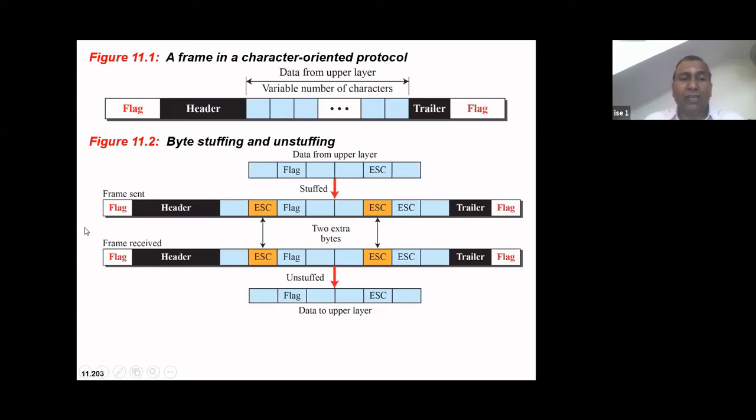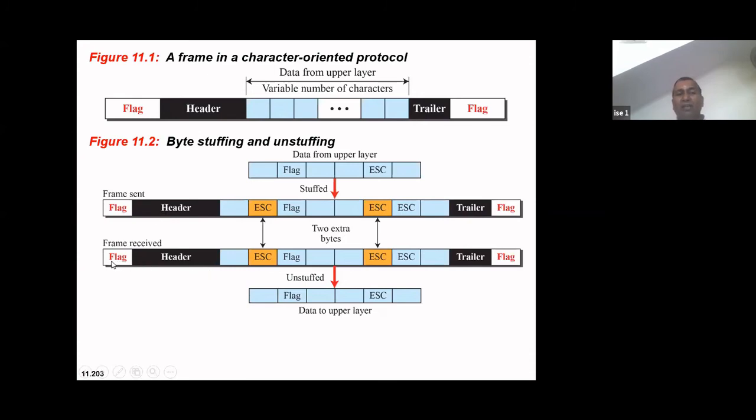Now, this was the frame which was sent by the sender. To indicate that this flag was part of the data part of the frame, it has put an escape character. And to also show that this escape character bit sequence is part of the data, it has put an escape character here.